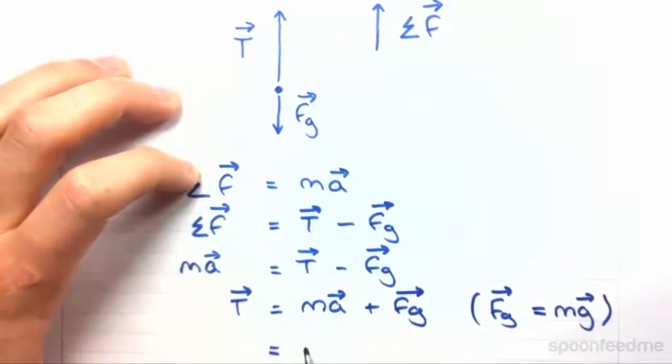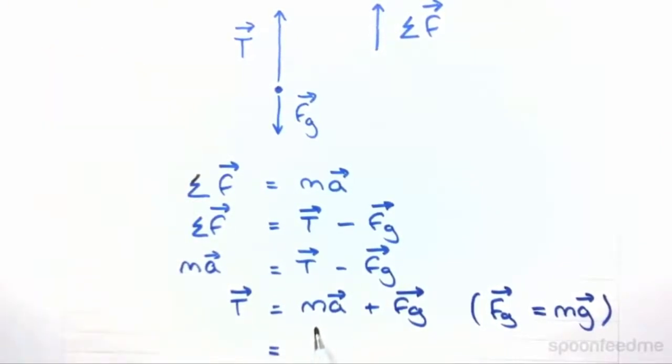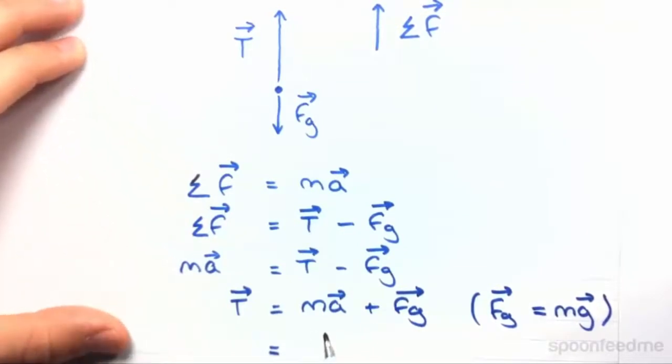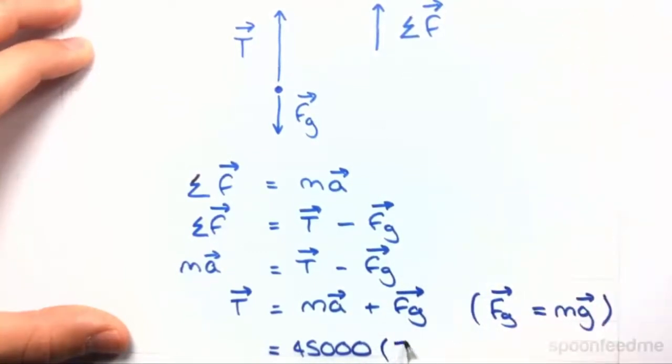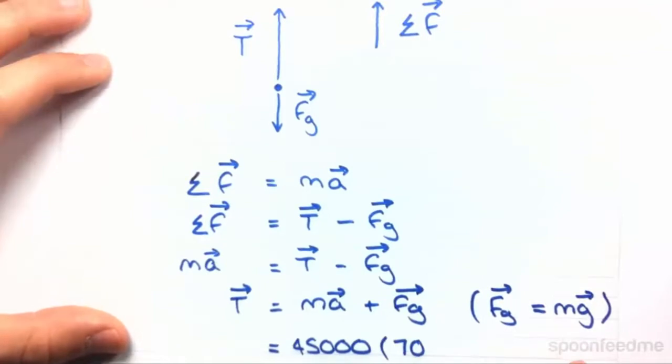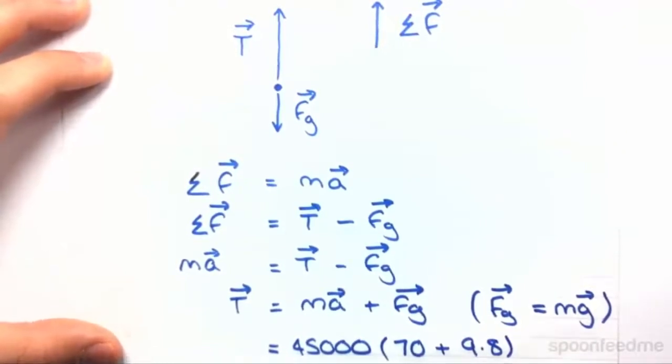Now the mass of the rocket is 45 tons, but newtons are generally in kilograms. So let's change that to kilograms. Right, so we've got 45,000 times the acceleration of the rocket. We need 70 meters per second, if you remember from the question. And 45,000 times the gravity. So that'll just be 9.8 meters per second squared.